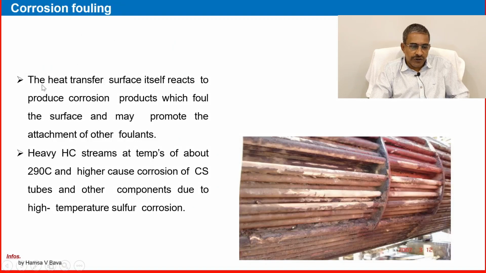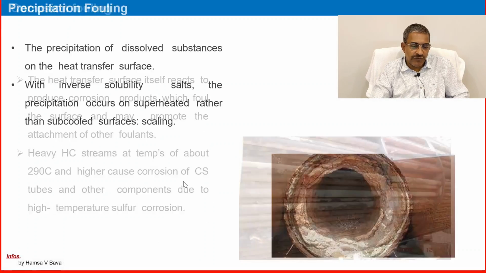Another one, corrosion fouling. The heat transfer surface itself reacts to produce corrosion products which foul the surface and may promote the attachment of other foulants. Heavy hydrocarbon streams at a temperature of about 290 degrees C or higher cause corrosion of carbon steel tubes and other components due to high temperature sulfur corrosion. So this is another type of corrosion. Another type of fouling, corrosion fouling.